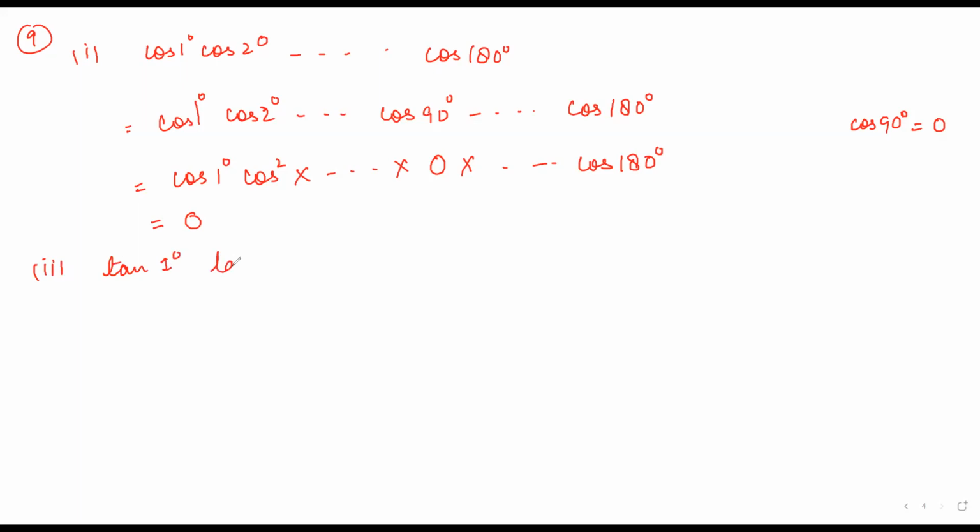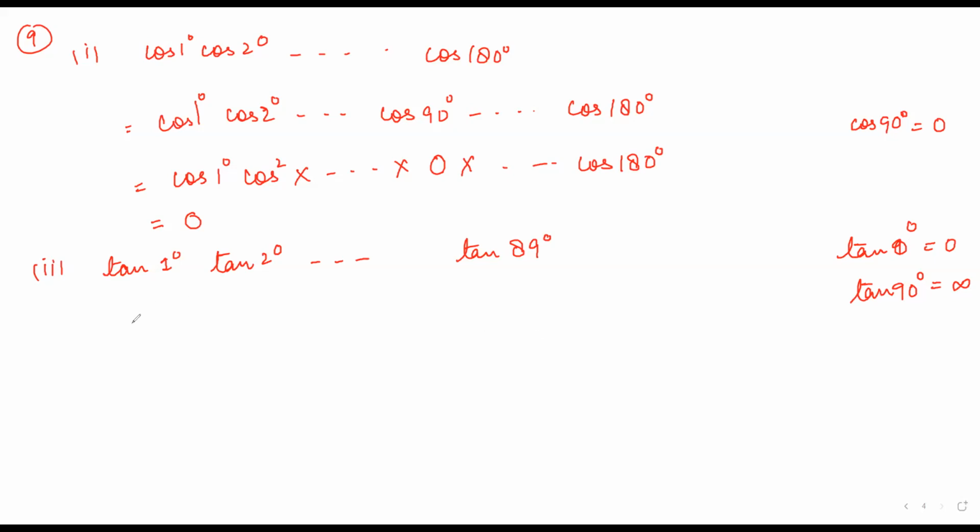Similarly, tan 2 degree, then up to tan of 89 degree. Now see, it's only up to 89. And then we know that tan 0 degree is 0, and tan of 90 degree is not defined. So it's not including tan 0, so the answer will not be 0. Understood? Okay.